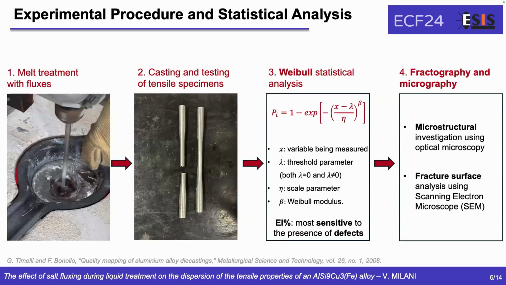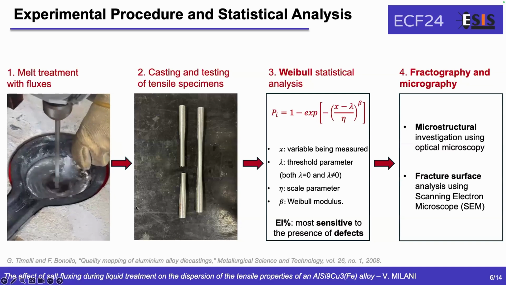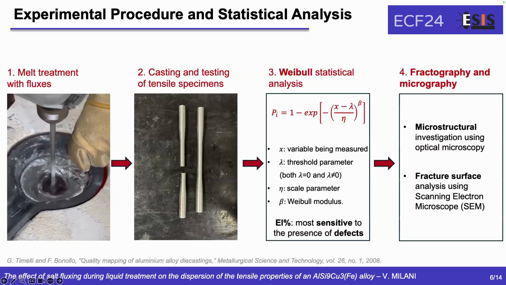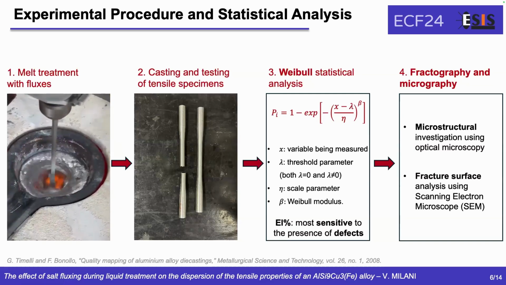So let's move on to the experimental procedure and statistical analysis I used in this work. We started by melting 5 kilograms of aluminum scrap, and then when the metal was molten, we stirred the metal, as you can see in this video. And in the vortex that was created by stirring, we poured the fluxes.